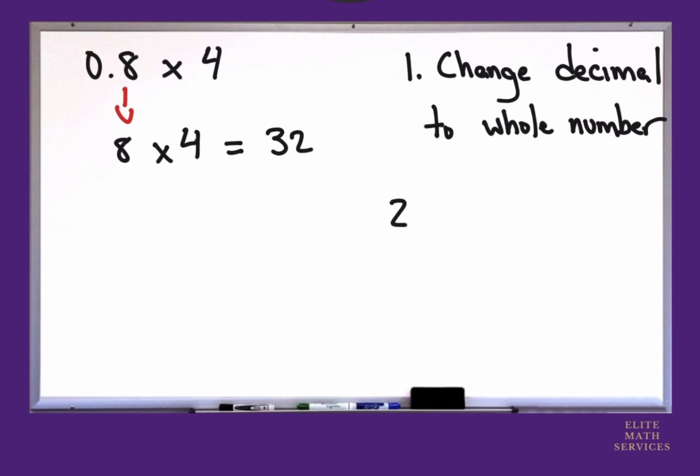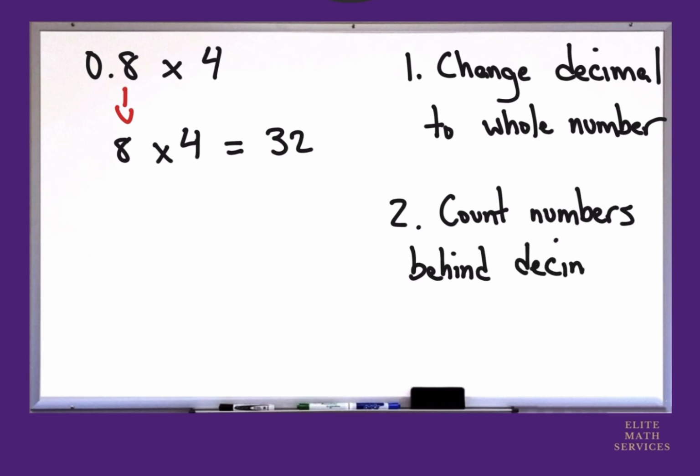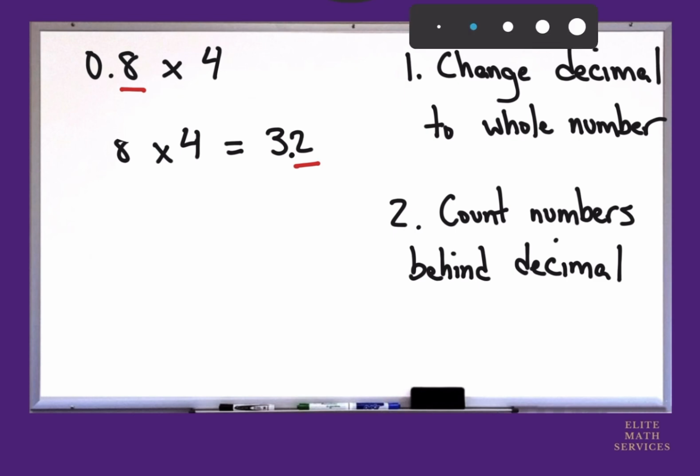And then the second step, which is the last and final step, is to count how many places behind the decimal in the problem, and then you're going to reflect that same number in your answer. So in this problem, we have one number behind the decimal, which is 8. So in our answer, we should also have one number behind the decimal, which means we will be placing it between the 3 and the 2. So our final answer is 3.2.